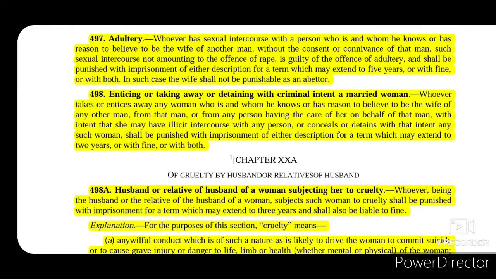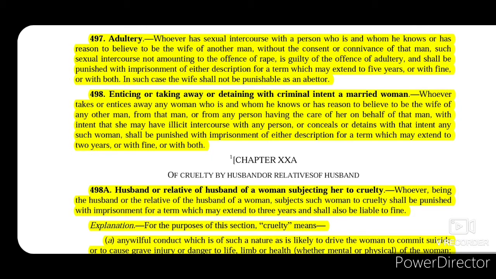Now let's move on to section 497 that talks about adultery. It says whoever has sexual intercourse with a person who is, and whom he knows or has reason to believe to be, the wife of another man, without the consent or connivance of that man, such sexual intercourse not amounting to the offence of rape, is guilty of the offence of adultery and shall be punished with imprisonment of either description for a term which may extend to 5 years, or with fine, or with both. In such case the wife shall not be punishable as an abettor.